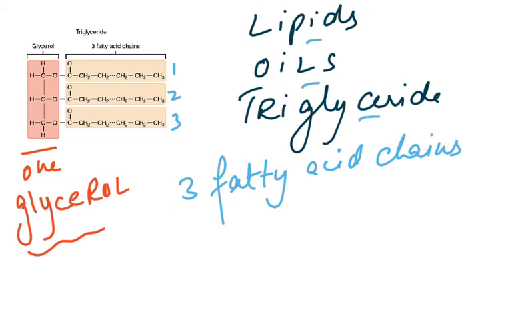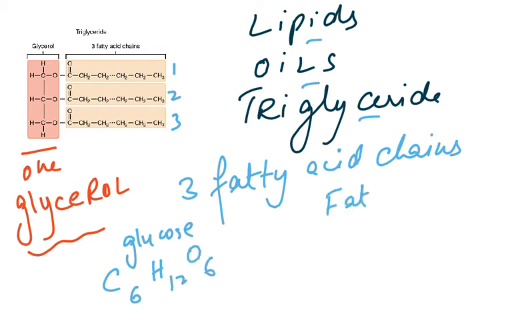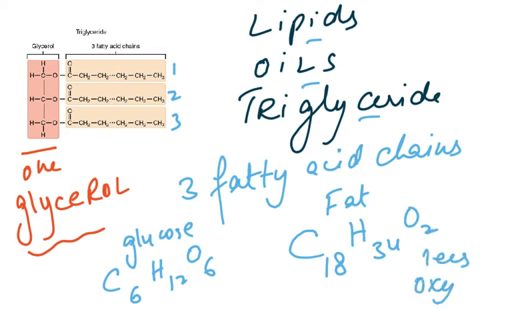Now, a typical formula for glucose, as you all remember, is C6H12O6. But a typical formula for a fat molecule is surprisingly C18H34O2. This is just one. Now you see how there is less oxygen in it. But this is more energy rich. Like for instance, 1 gram of fat gets you more energy than 1 gram of carbohydrate of a potato, boiled potato or roti. So three fatty acid chains, one glycerol, and less oxygen in it.